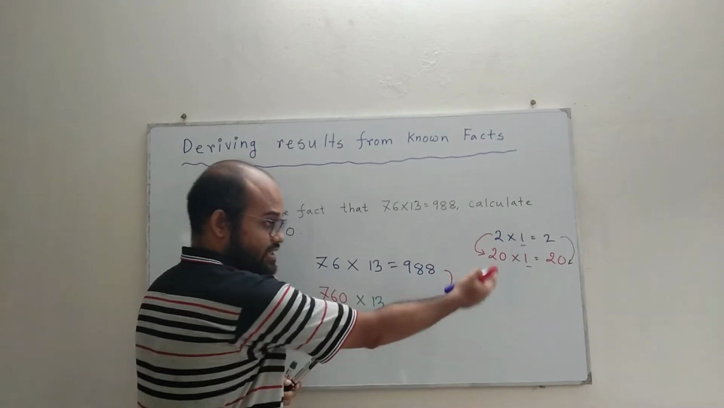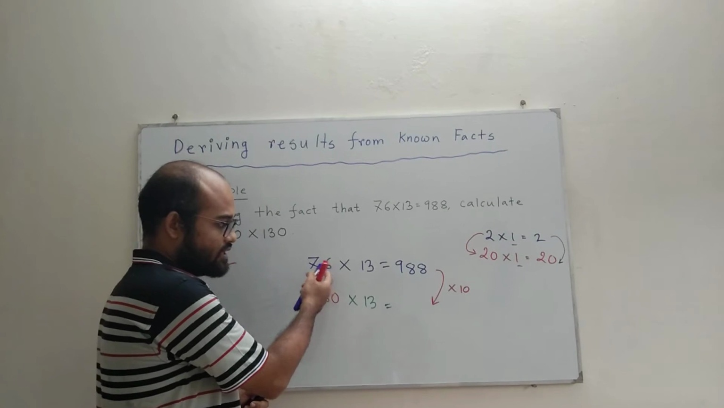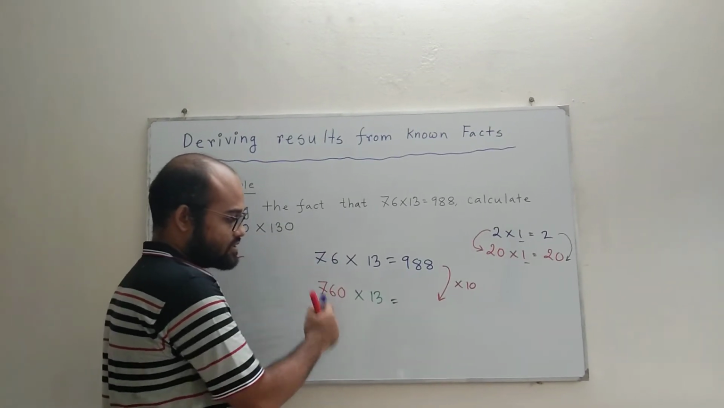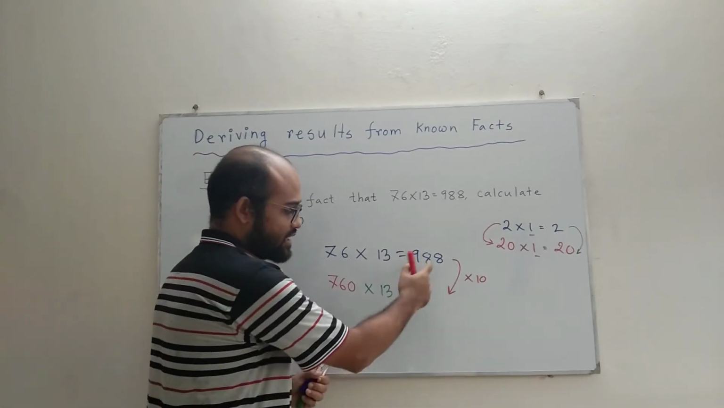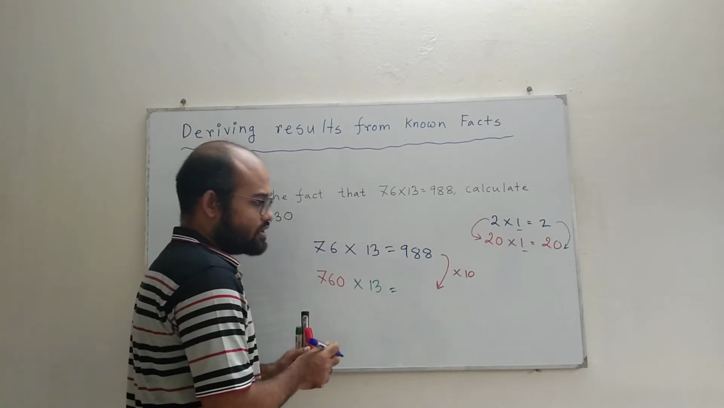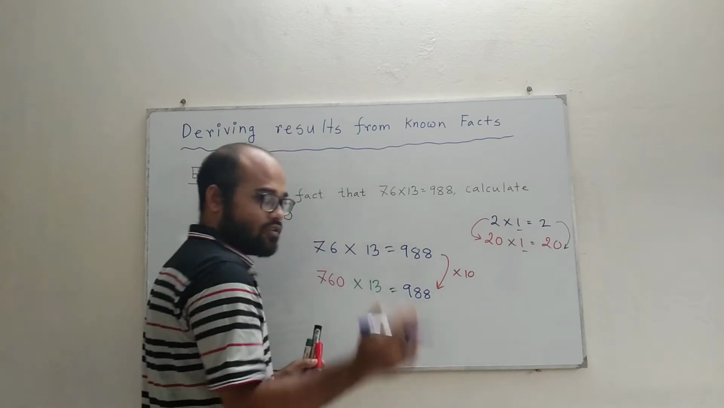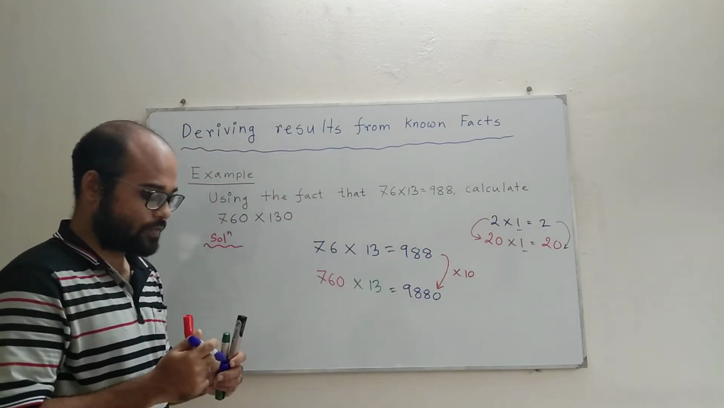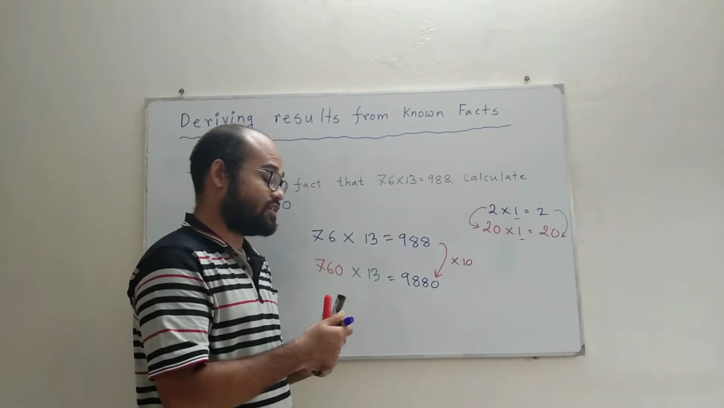So, returning to our original problem, after having increased the multiplicand from 76 to 760, our original product 988 will be increased how many times? 10 times. So, all we need to do is stack an extra 0 on the end of 988. So, our product becomes 9880. But is it the end of the story?